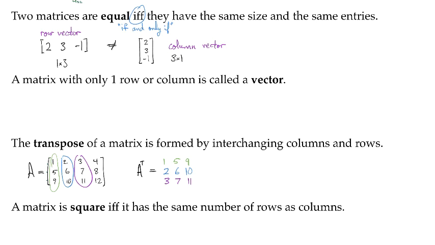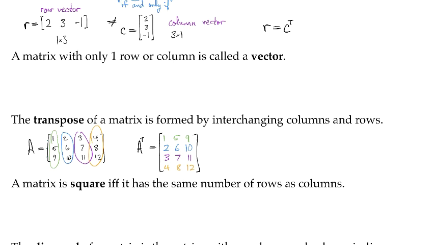Here, let's go orange. Okay, so there's the transpose of the matrix. Back up in the last definition, if this first row vector we call R for row vector, it's not equal to this column vector C, but we do have that R is C transpose.